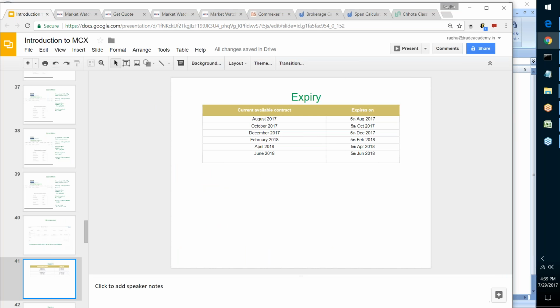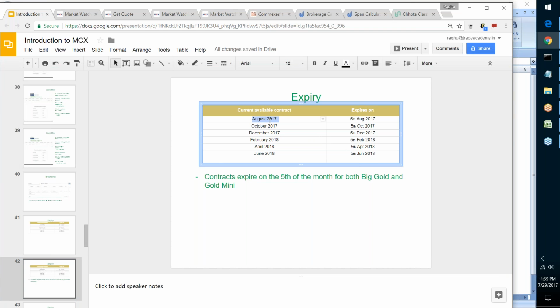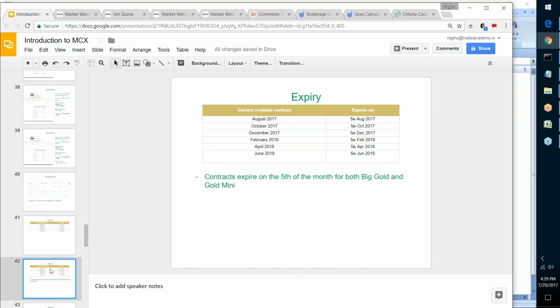And expiry is very different for commodities. So you should look it up per commodity. For gold, it's actually every 2 months. For example, the current contract is going to be your August contract. That's going to be your most liquid contract, and it expires on the 5th. New contracts are introduced every 2 months, so August, October, December, February, and so on. As soon as the August contract expires, your August contract for 2018 will be introduced.